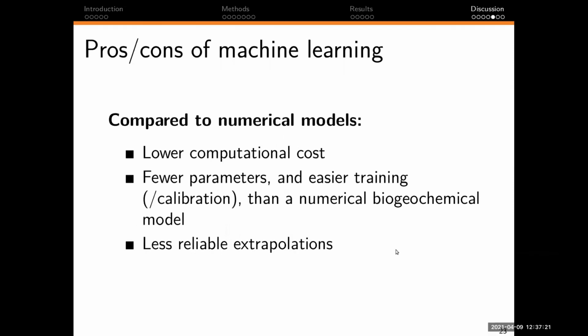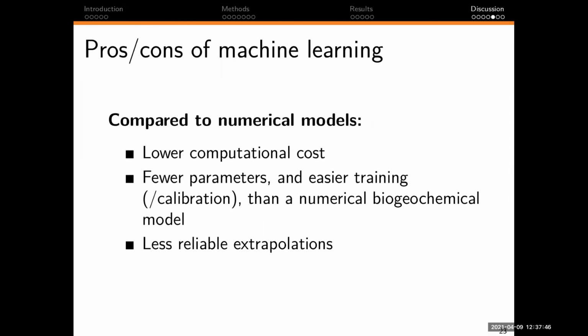Compared to more complicated numerical models, machine learning models still provide lower computational costs. As I mentioned, the training takes an hour or two, and then you can generate predictions almost instantly. At least in some cases, the models may have fewer parameters. It depends on your model, but it's easier to train or calibrate than a full numerical biogeochemical model. You can do cross-validation pretty easily with a machine learning model.